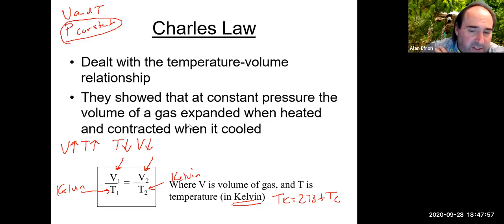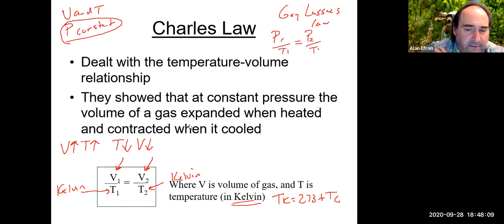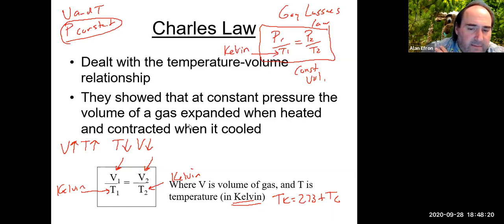There's also a relationship which is known as Guy-Lussac's law. And that is P1 over T1 equals P2 over T2. And this is at constant volume. Same thing here, temperature needs to be in Kelvin. Pressure can be any unit you want as long as it is the same on both sides, but the temperatures do have to be in Kelvin here.